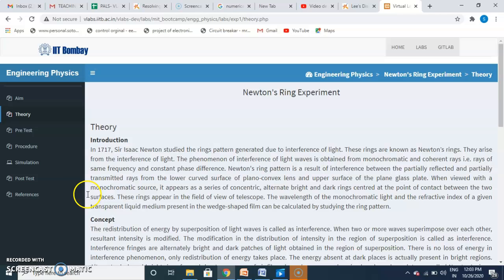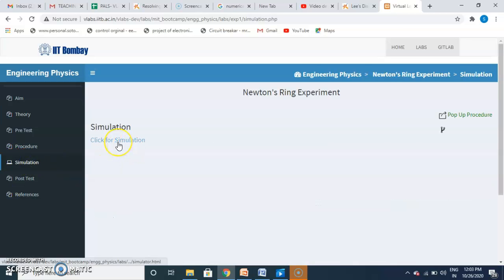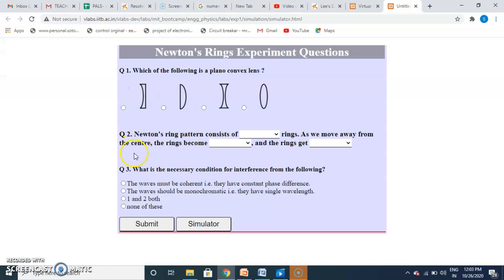Okay, and here I'm going for the simulation. See here, click for the simulation. So we have to attend the pre-test. The following, which one is the convex lens? This one is the convex lens. It consists of concentric rings. Okay, now further. Second answer, third one, submit.